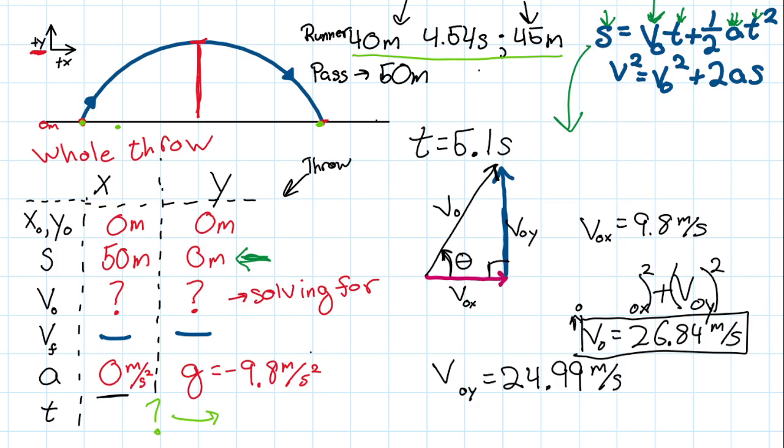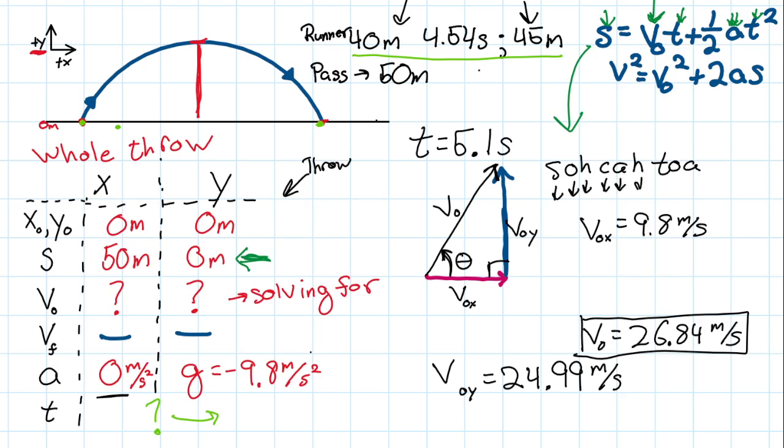So how do we do the angle? All right. So we got this magnitude for the velocity. To get the angle, we're going to use SOHCAHTOA, right? Sine is opposite over hypotenuse. Cosine is adjacent over hypotenuse. Tangent is opposite over adjacent.